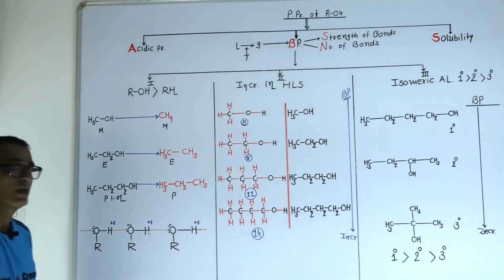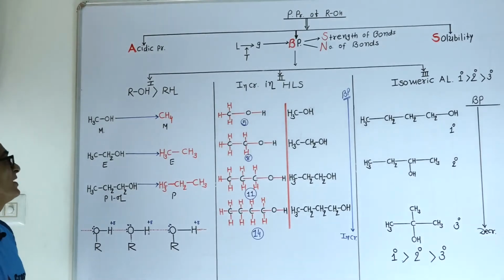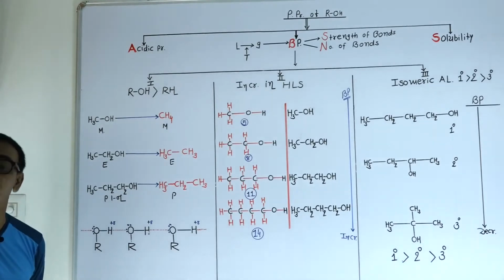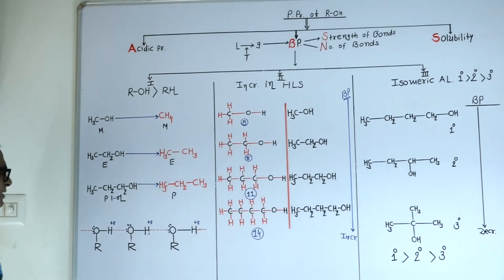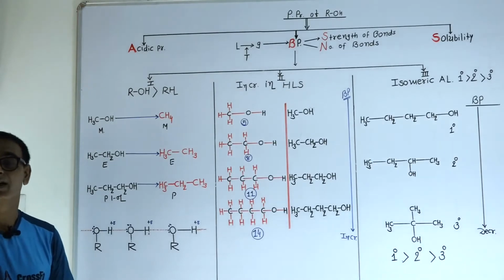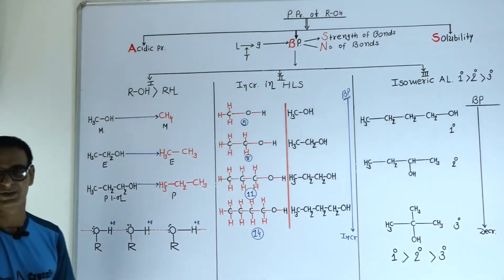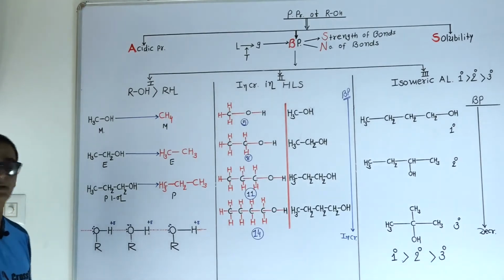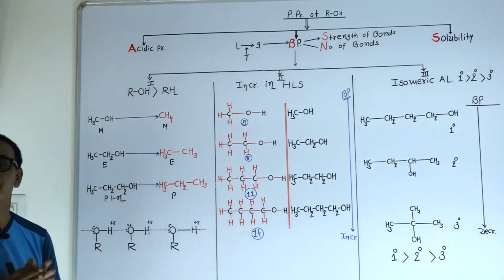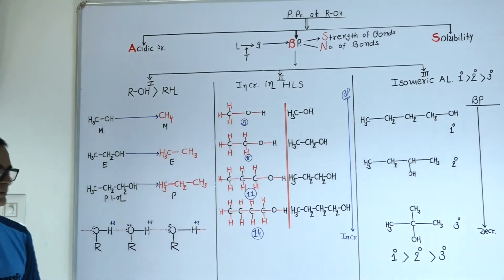Now, what is the reason for the higher boiling point of alcohol compared to the alkane compound? Hydrogen bond. That is a very important bond and we have already studied hydrogen bond in standard 11th. Hydrogen bond is simply the attraction between positively charged hydrogen and a lone pair of electrons.